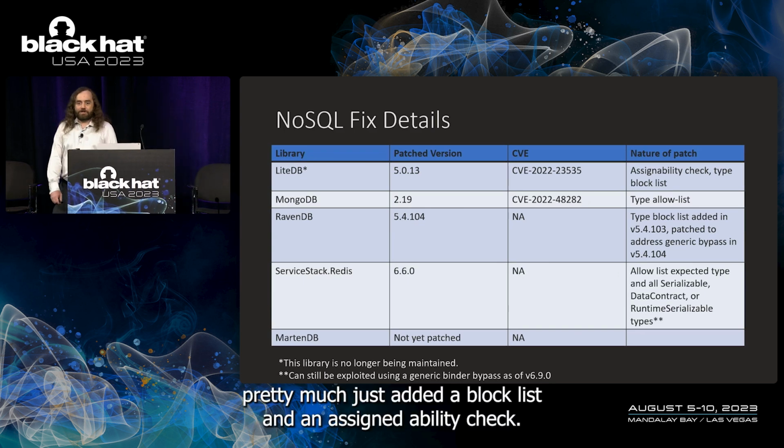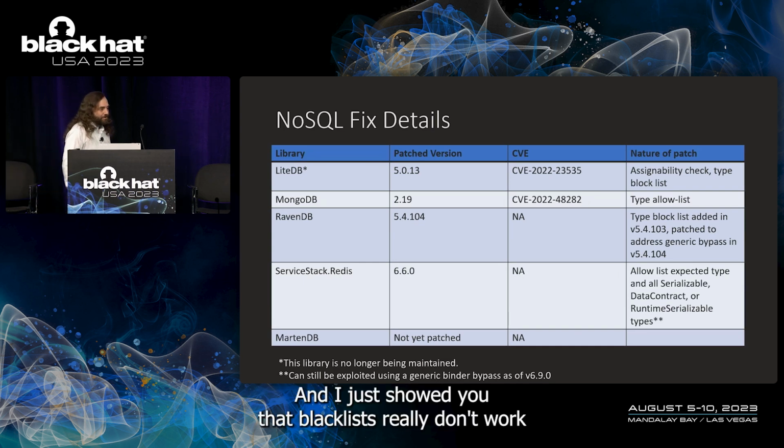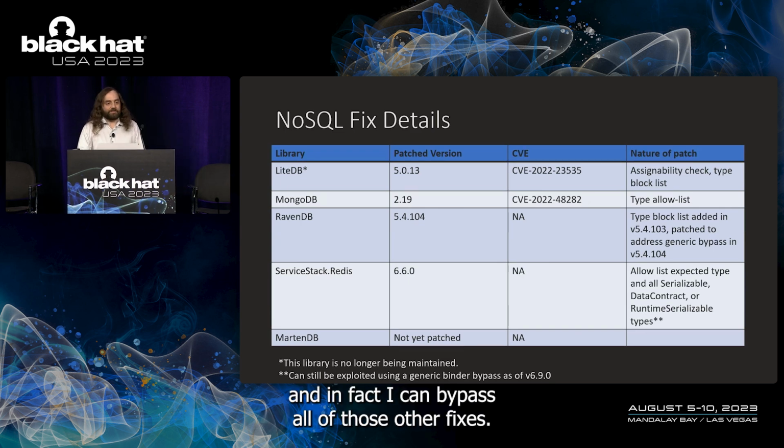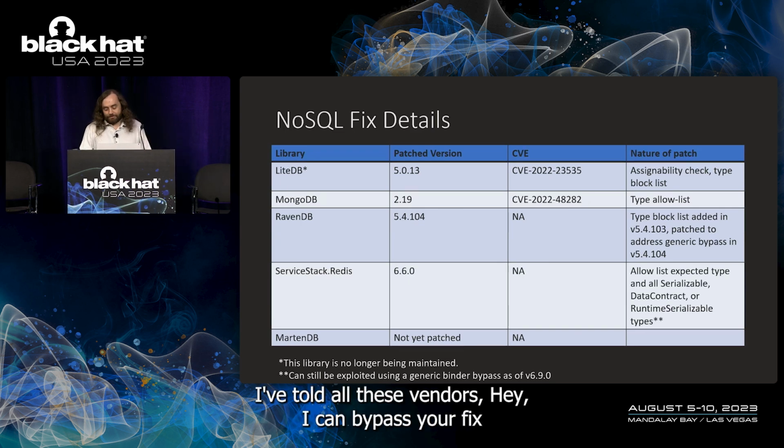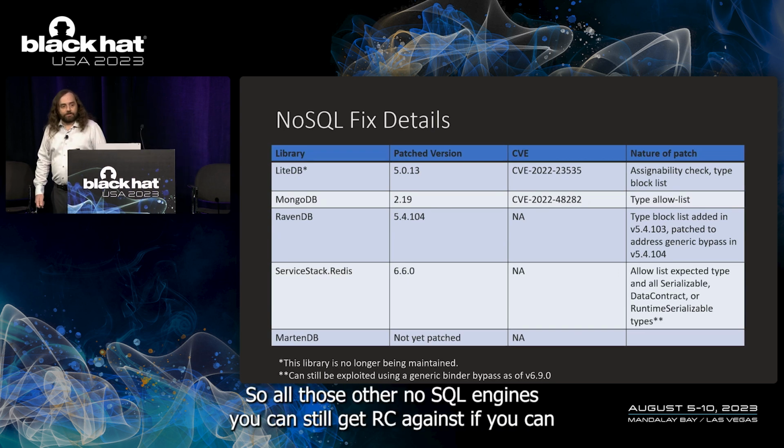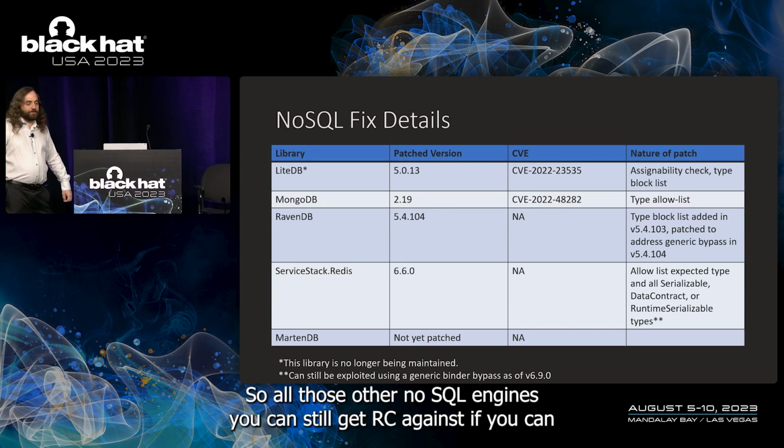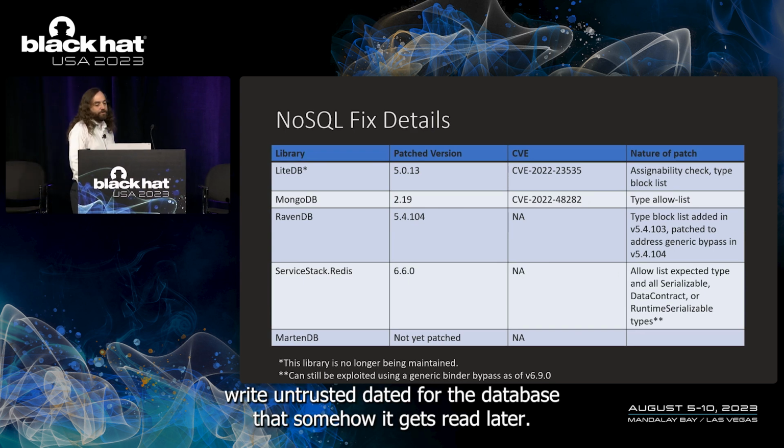Everybody else that made a fix pretty much just added a block list and added an assignability check. And I just showed you that block lists really don't work. In fact, I can bypass all of those other fixes. And I've told all of these vendors, hey, I can bypass your fix, and they're not fixing it further. So all those other NoSQL engines, you can still get RCE against if you can write untrusted data to the database that somehow gets read later.